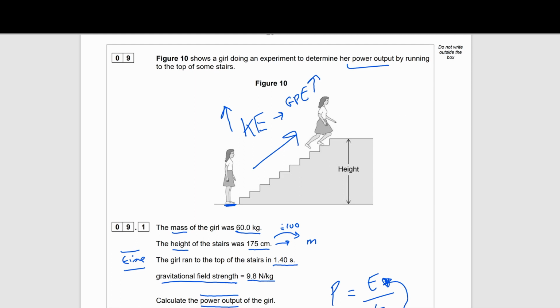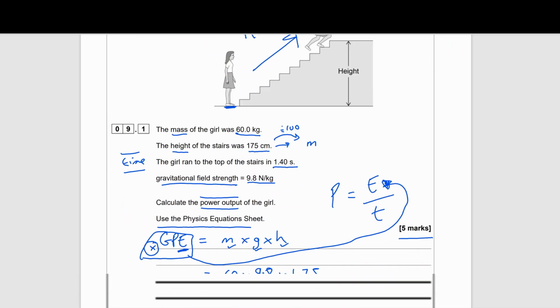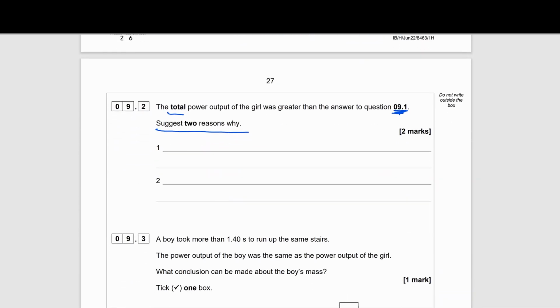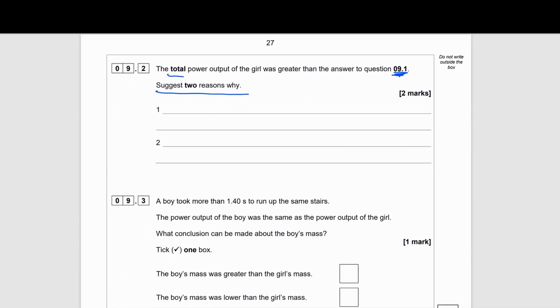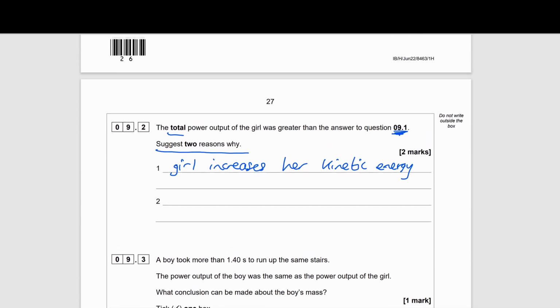So if there's an increase in the kinetic energy, that should mean then that there'll be an increase in the power. So that could be a reason why the power was higher. So you could say for the first point that the girl increases her kinetic energy. Okay. What else could be different now?